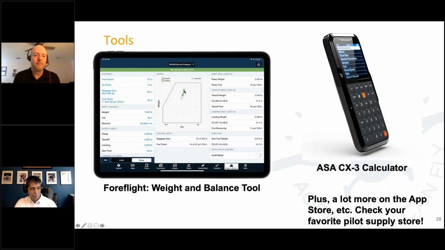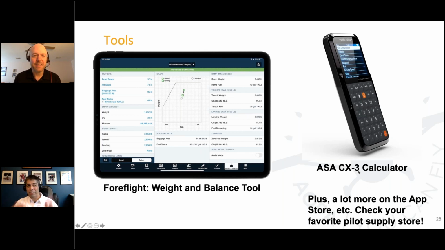The cool thing is, if you look at this one real quick, takeoff and landing. So that's your takeoff weight and your landing weight, and it shows you where each of those is based on what you put in for your numbers. So it's a really cool tool, and it's in English. Zero fuel weight, landing weight. I mean, you don't get a lot of that anymore, right? Baggage area.